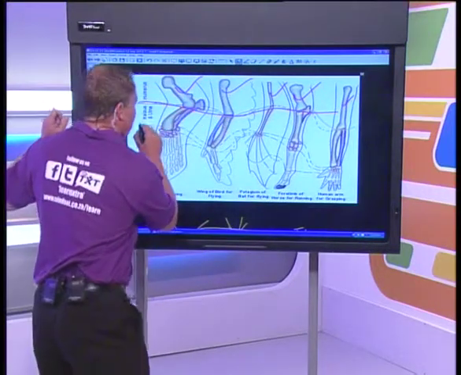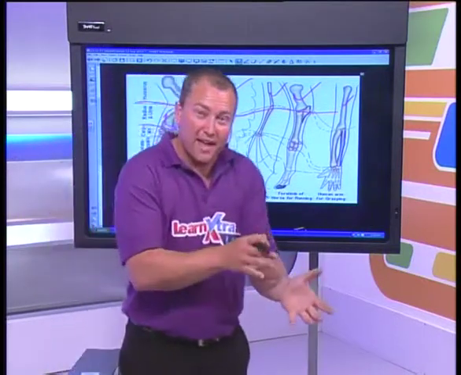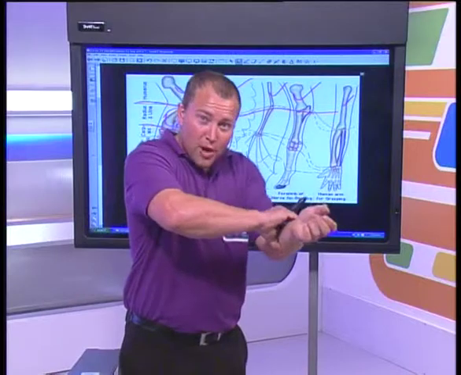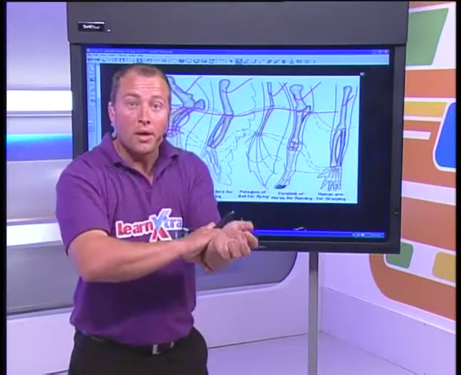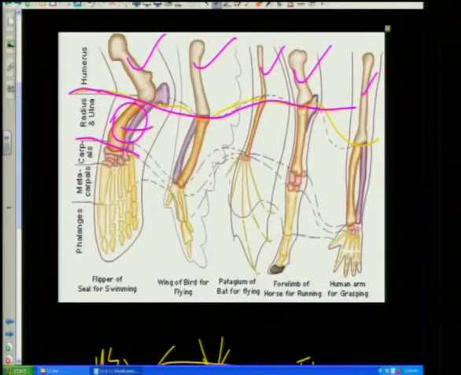Then we're going to go to the radius and ulna. There they are, two bones. Can you see how one's above the other? It's there for twisting. It's two bones. You can break your forearm by only breaking one bone. So there they are. There's the two over there. You can see them colored.